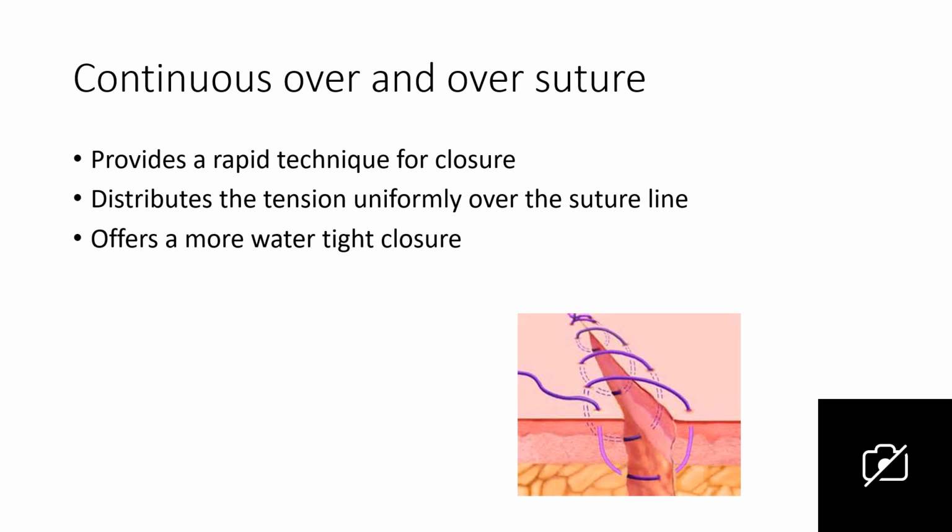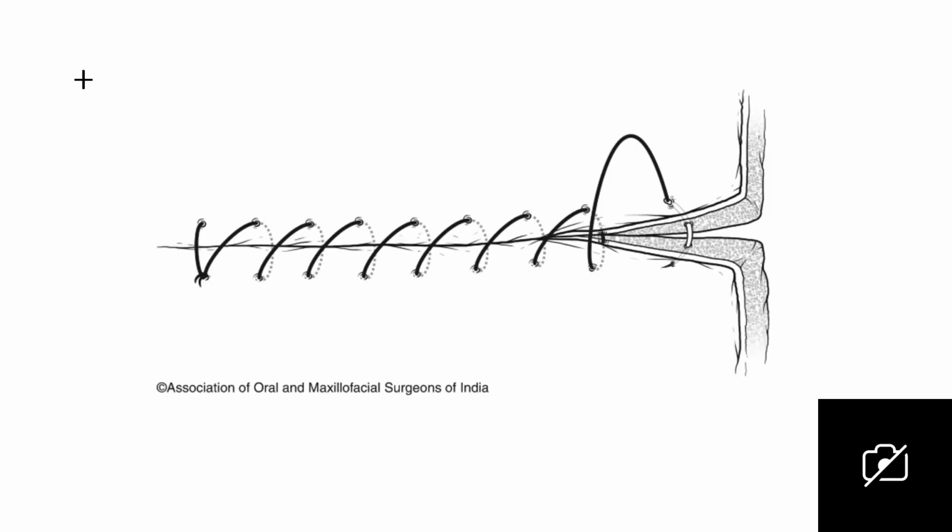Continuous over and over suture provides a rapid technique for closure, distributes the tension uniformly over the suture line, and offers a more watertight closure. This is how it's done.